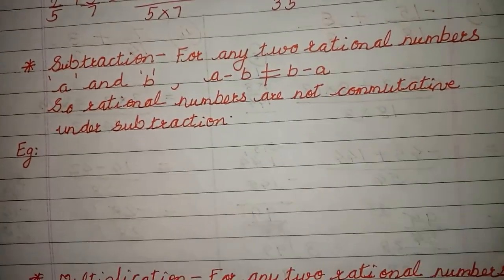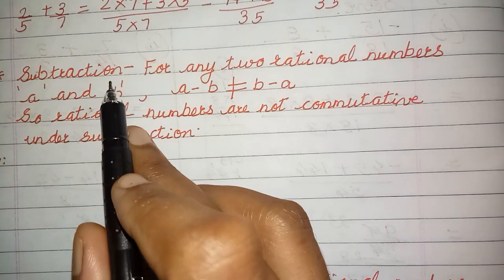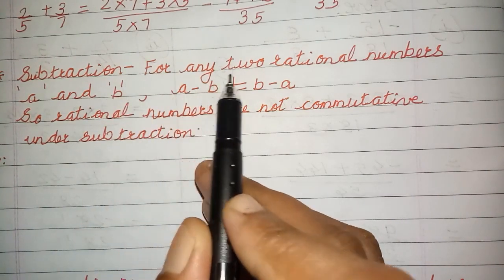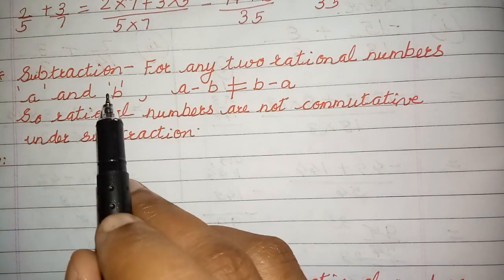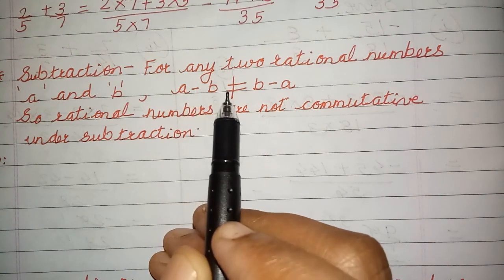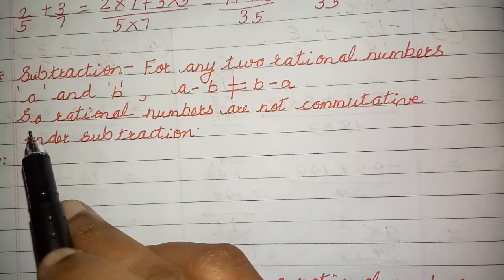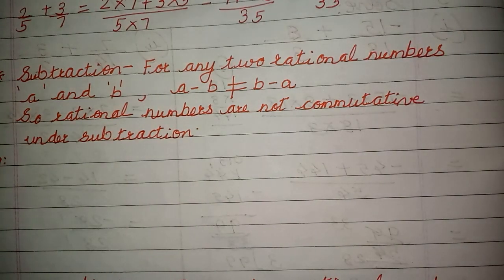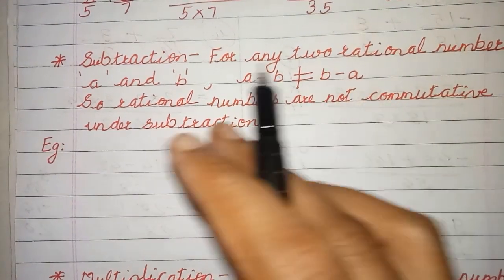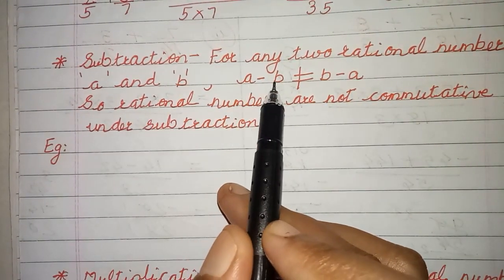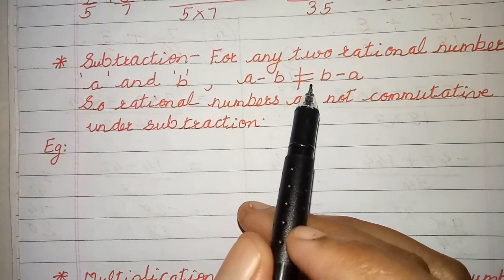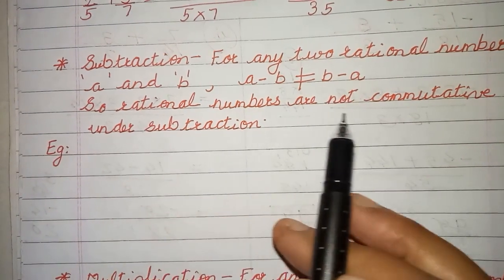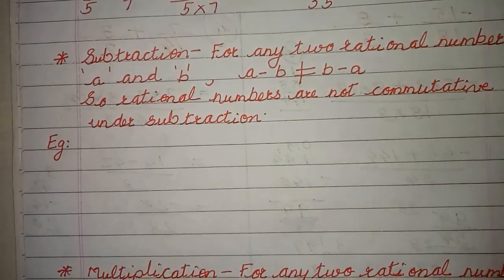Now let us continue with the second property, subtraction. For any two rational numbers a and b, a minus b is not equal to b minus a. So rational numbers are not commutative under subtraction. So they are saying that take any two rational numbers, from a you subtract b is not same as subtracting a from b. So rational numbers are not commutative under subtraction.